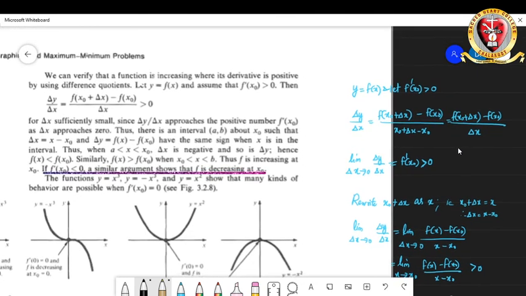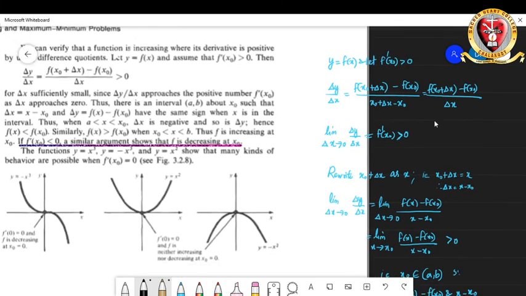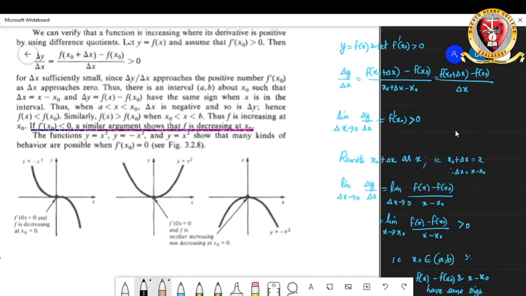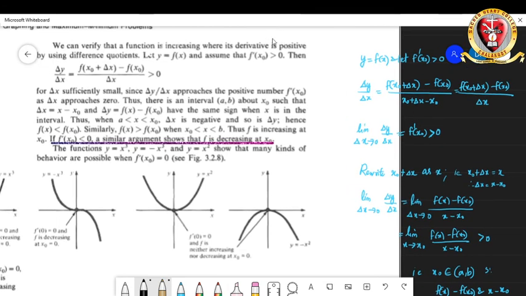And also suppose y is equal to f of x, and suppose you are assuming f dash of x naught is strictly greater than 0, we are going to end up with the definition we mentioned earlier about an increasing function. For that, consider the difference quotient, delta y by delta x. You know it is equal to the fraction sitting here. And when we apply the limit delta x tends to 0, this will be equal to f dash of x naught. And we have assumed that f dash of x naught is strictly greater than 0.